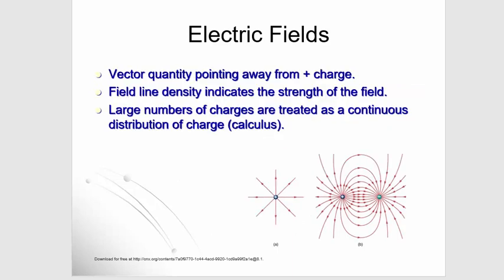And so electric fields are vector quantities. The direction of the field is pointing away from the positive charge, or you can think about it as if what would happen if I threw a positive charge into this field? Which way would it go? A lot of times you'll hear it called a test charge. And so the field line density indicates how strong the field is. So you can see closer to the charge, the lines are closer together, further away from the charge, they're further apart. And so that should make sense.